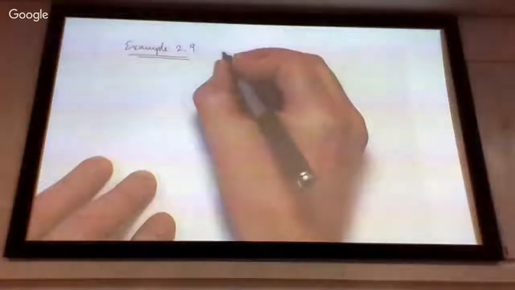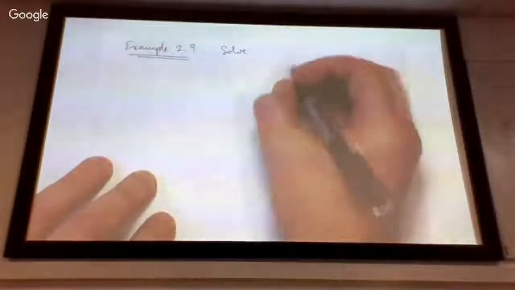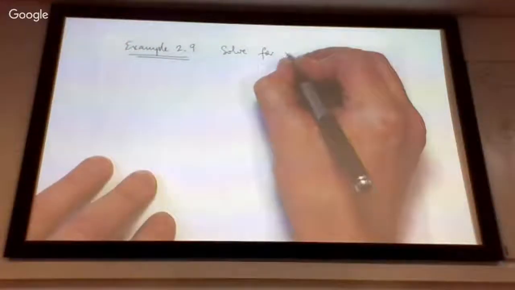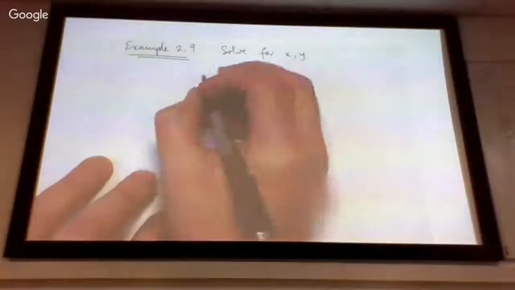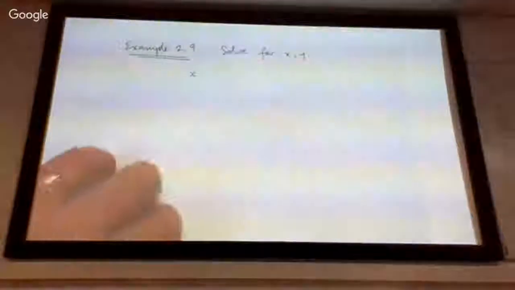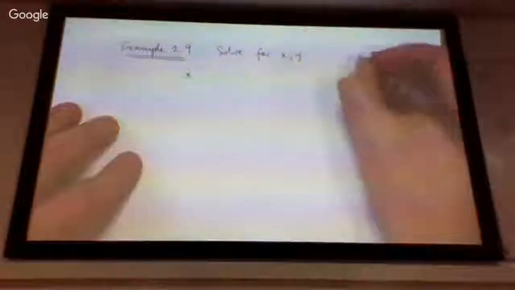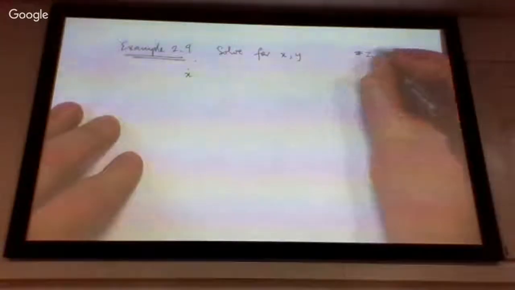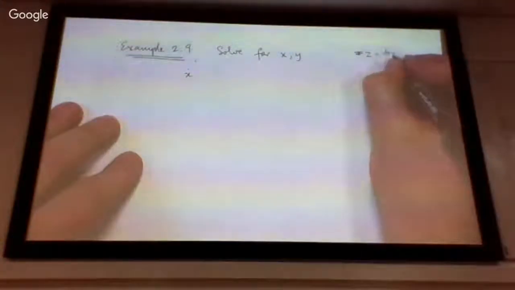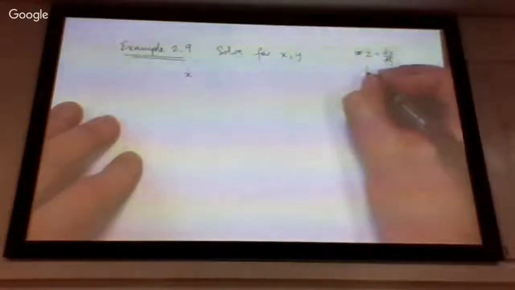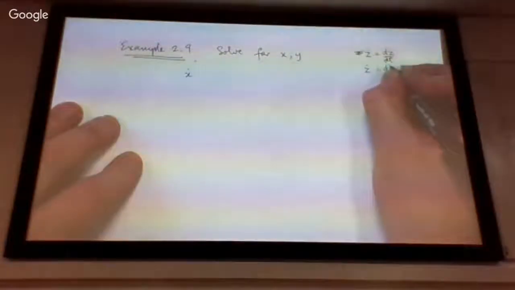So let's just put it down in slightly more compact notation. So solve for functions x and y. We're going to solve these two systems. And I'll use the dot notation for derivatives. So you're familiar with this notation. z dot refers to the first derivative of z. z double dot refers to the second derivative of z.